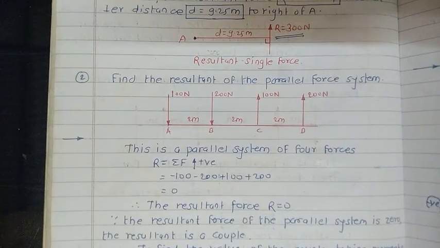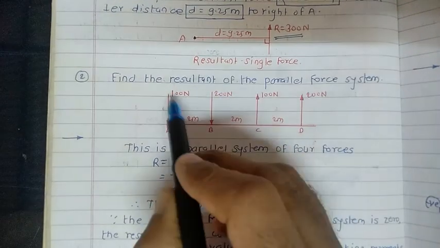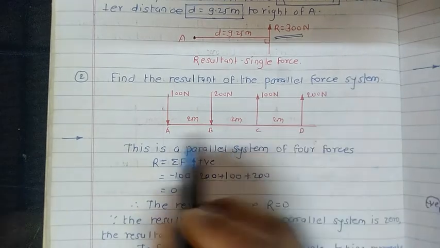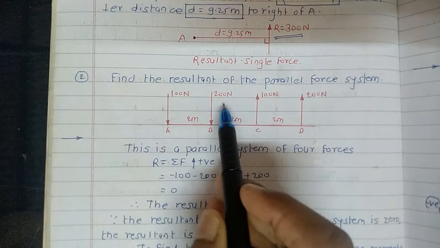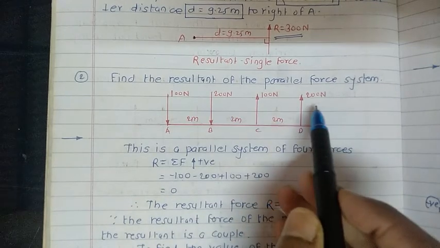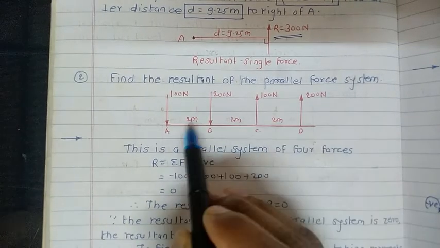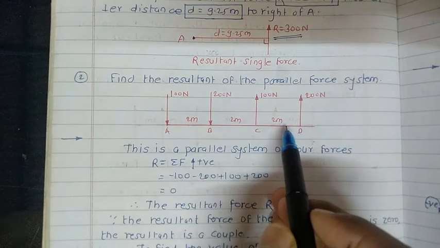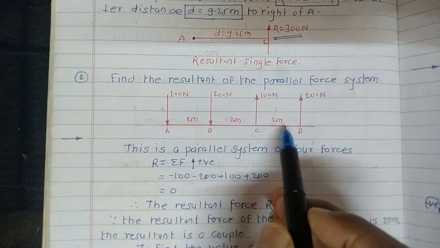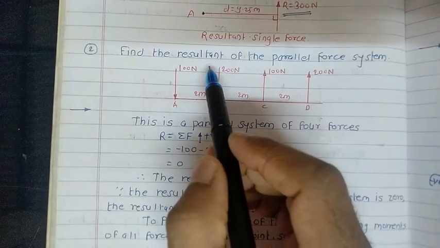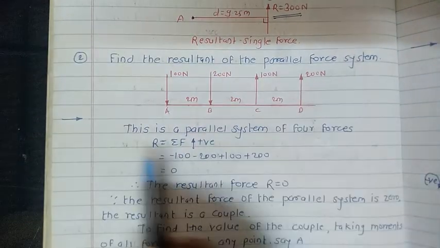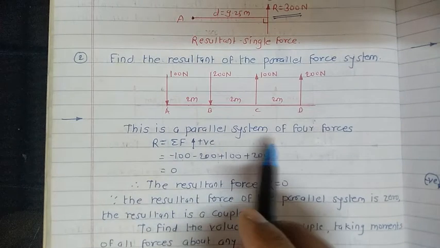Here in this case, find the resultant of the parallel force system. The system is given like this. It consists of 100 Newton force, then 200 Newton force, then 100 Newton force, then 200 Newton force, separated by 2 meter distance. Our target is to find the value for the resultant force as well as its location. So this is the parallel system of 4 forces.